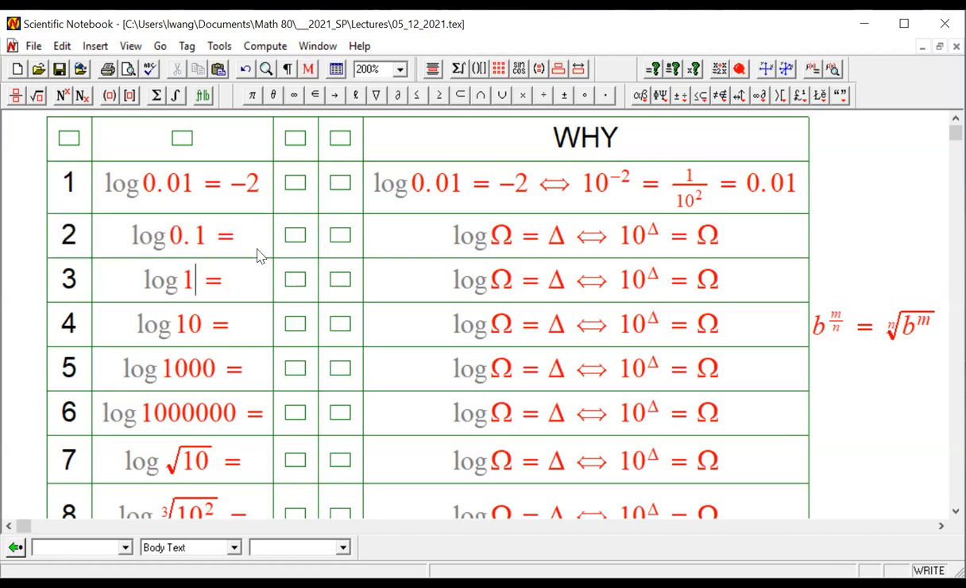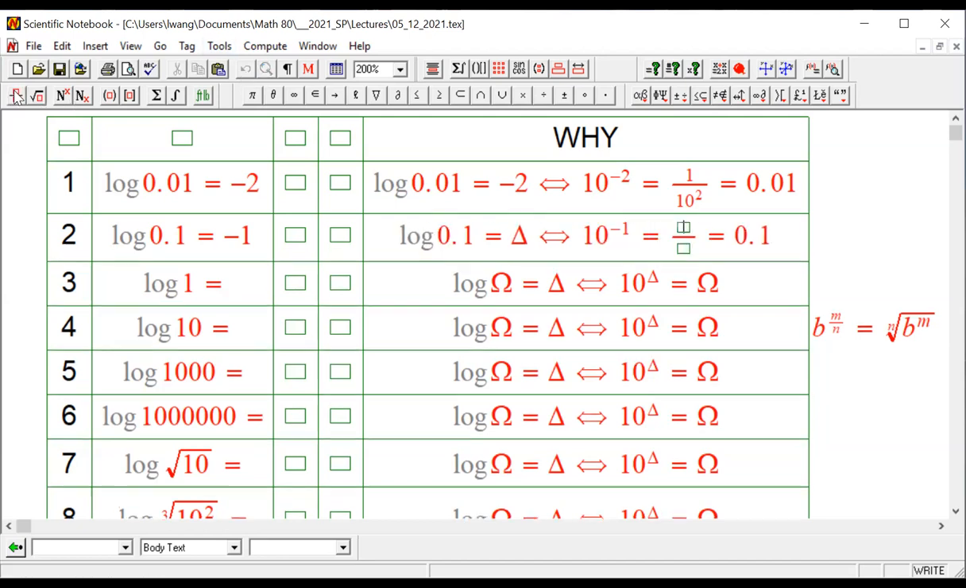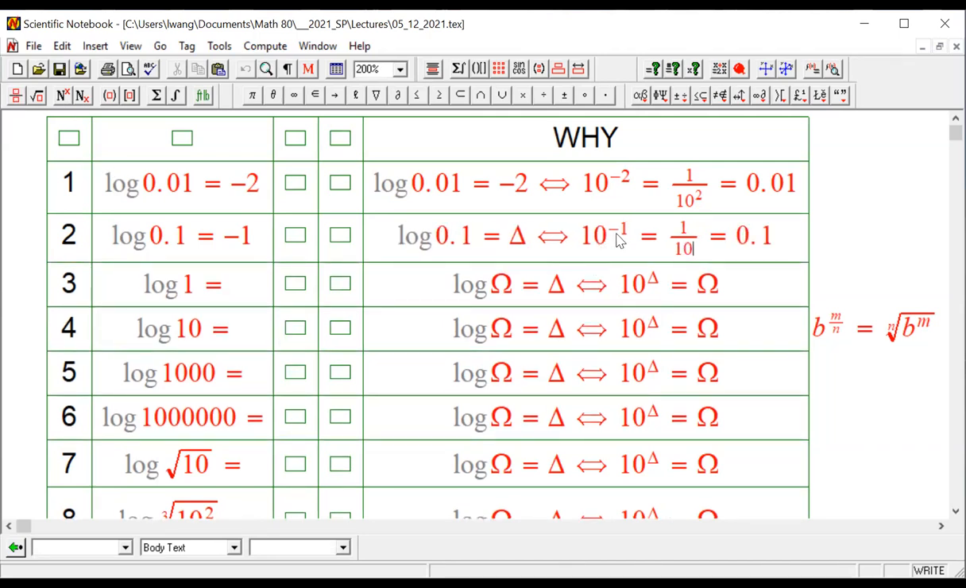Number 2. So keep going. -1, wonderful. So here is 0.1 and this is 0.1, right? So all you have to do is see, what's the number at the position of omega? And that's 0.1. So the answer we are looking for is going to make all of these true. So what number power 10 equals 0.1? That's 1/10. And therefore, the triangle is -1, and this triangle is going to be -1.